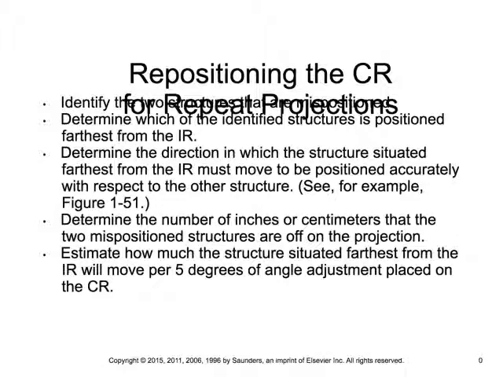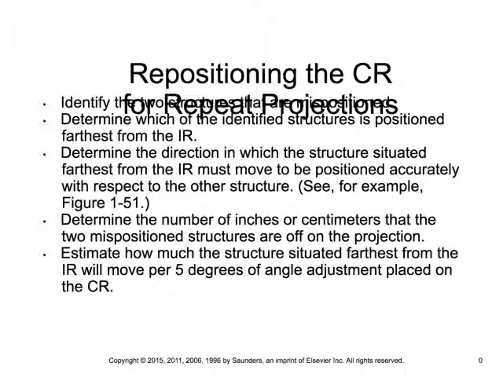So if we need to reposition the central ray, we're going to determine the structures that are farthest from the image receptor, because that's going to be what's going to overlap, right? So if we're doing an AP and we didn't align the central ray correctly and the joint space appears too closed off, we're going to determine which side is overlapping and in what direction. So what we know is furthest from the IR is going to be like the patella, right? The front part of the knee, the anterior surface of the knee.